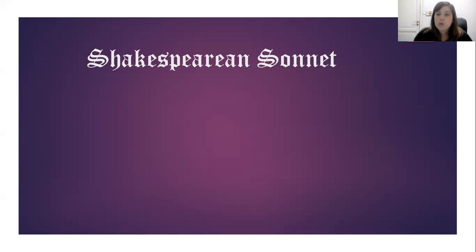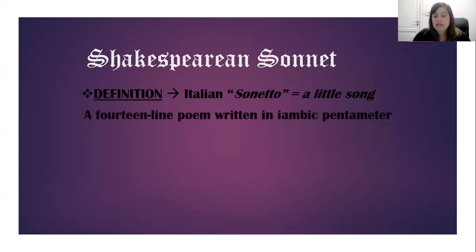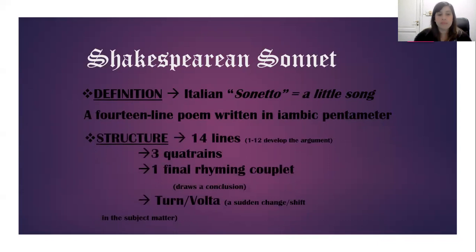Now, what is a sonnet? A sonnet is a word that comes from the Italian word sonetto, which means a little song. A sonnet is a 14-line poem written in iambic pentameter. We are going to see what iambic pentameter is, but so far we know that it is a poem made of 14 lines.